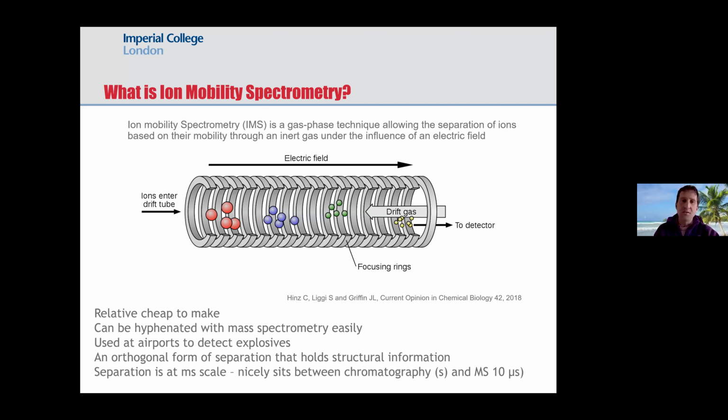It's relatively cheap to make these ion mobility tubes. And as a result, it doesn't necessarily cost that much more in terms of putting it on the front end of our mass spectrometer. So it gives us that added bit of separation for not very much more in terms of cost, and at least in terms of the electronics.